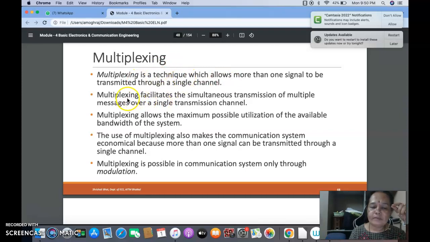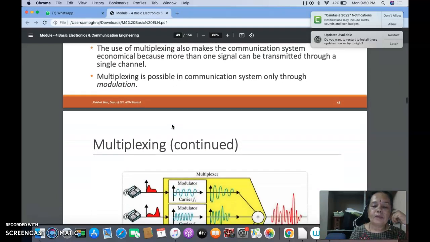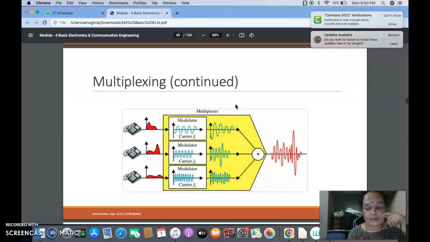So with multiplexing, what is the help we are going to have? We can transmit simultaneously multiple messages over a single transmission channel. So with multiplexing, we are going to utilize the available bandwidth of the system. Multiplexing is possible in a communication system only through modulation. So to achieve multiplexing, we want the modulation process.